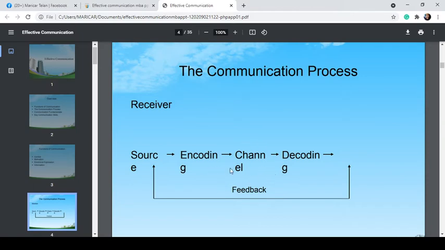And then the channel. The channel is the person himself receiving the message. Decoding is the perception of how he or she evaluates your thoughts and messages. And then after that, feedback.